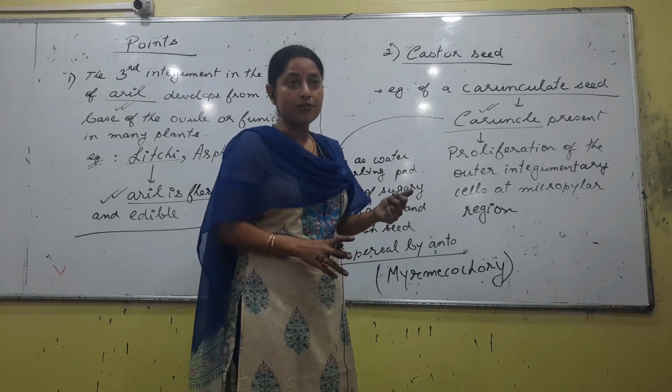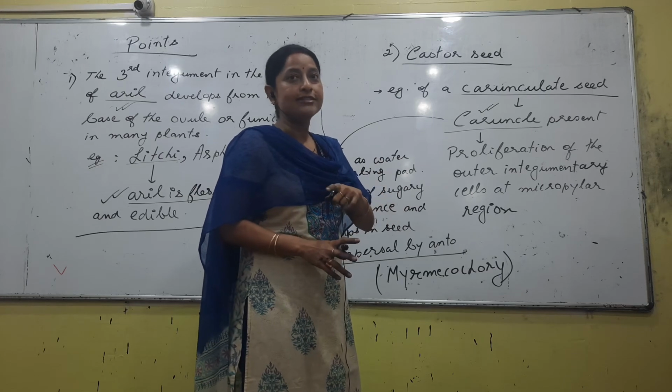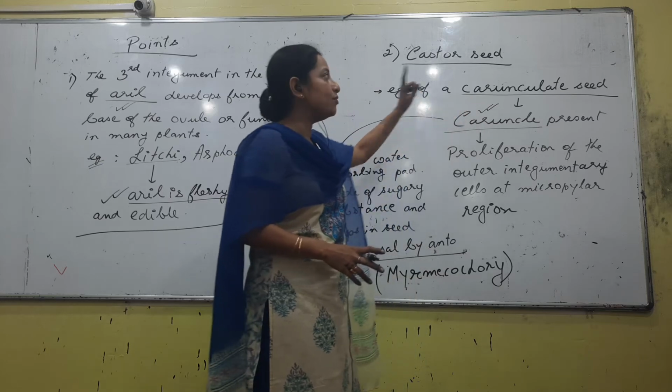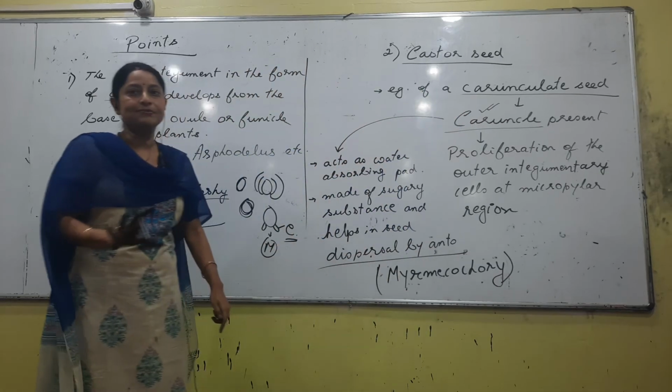Perispermic seed is something that we have already learned. Examples we know, coffee is the best example, meat and all. Now we are talking about a Caruncular seed. Caruncular seed, one and only example that you remember is castor, right?